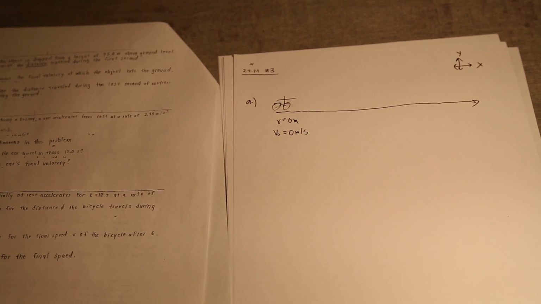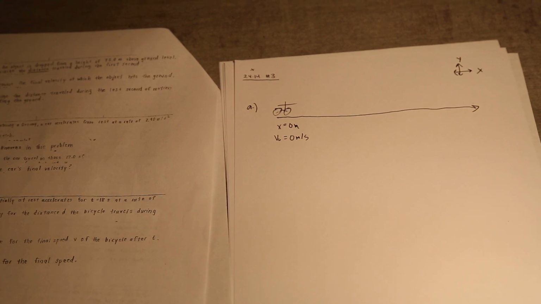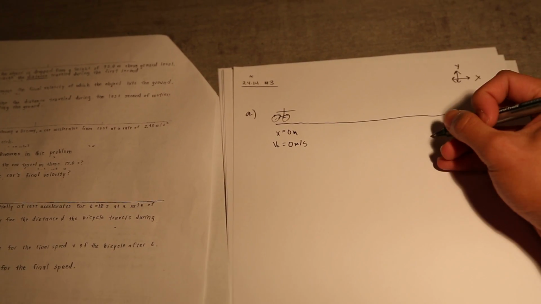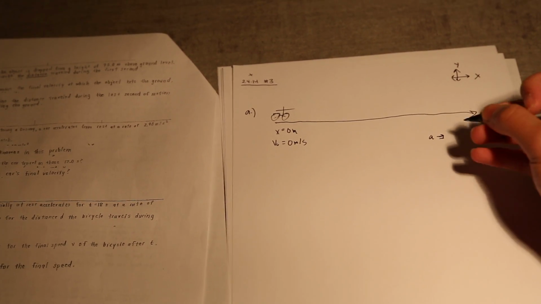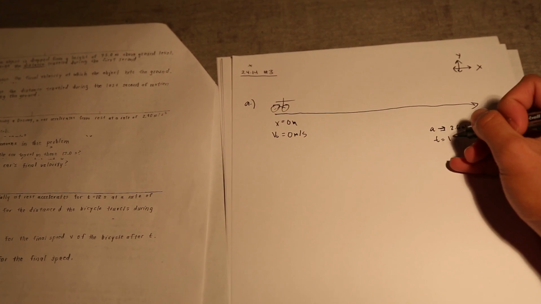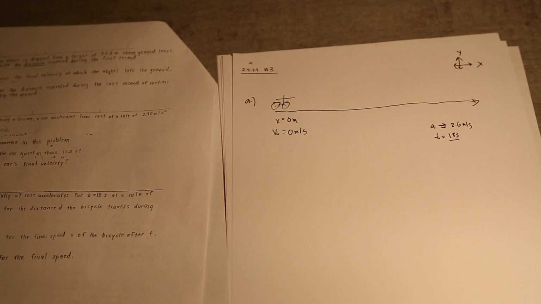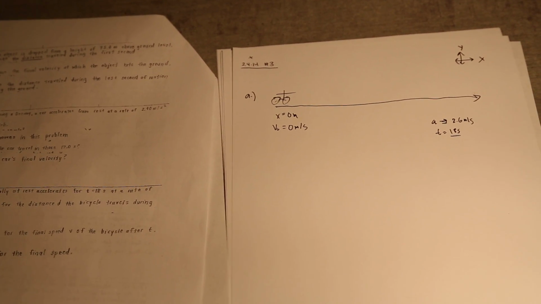Alright, so the bicycle is at rest, and it accelerates for 18 seconds at a rate of a, I'll just label a, equals 2.6 meters per second squared, and t equals 18 seconds. Once again, part A is going to ask you to solve numerically for the distance traveled.